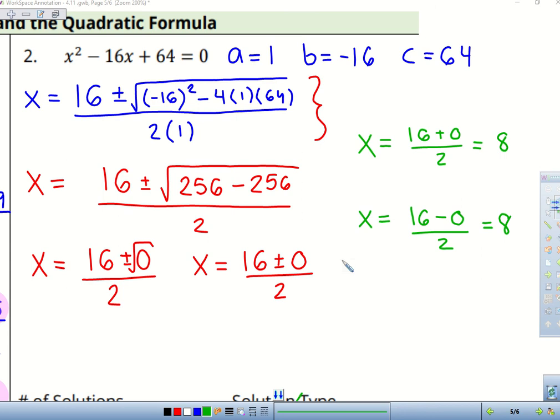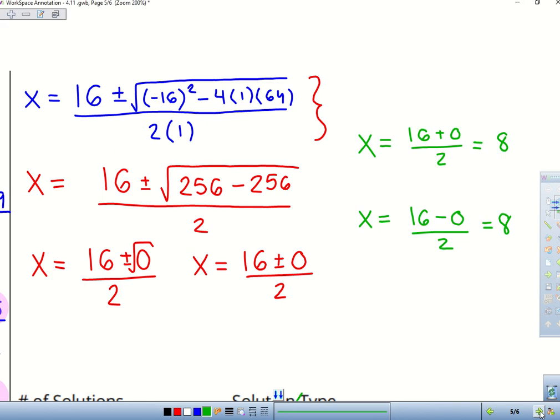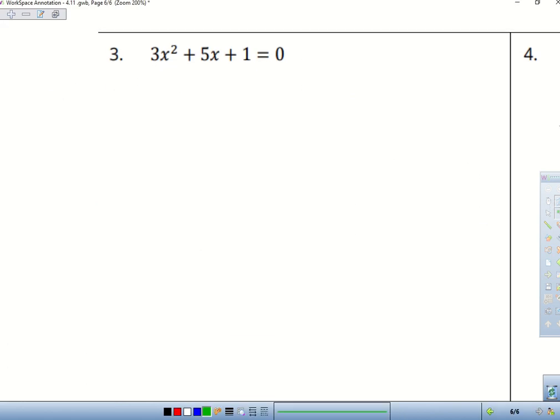Any other questions about this one? All right. We'll do 2 more examples and then you'll have time for homework.